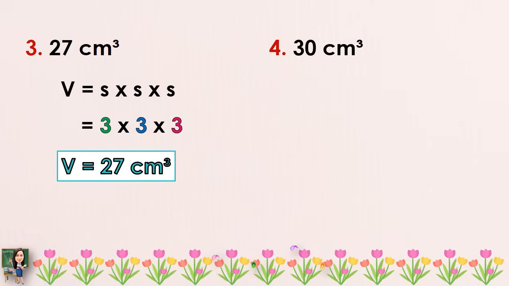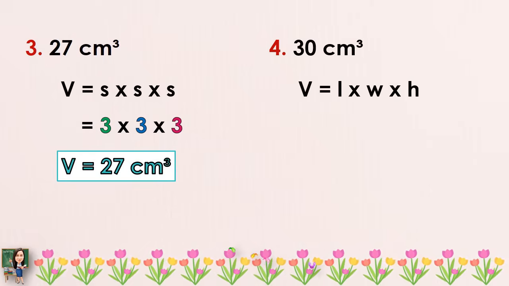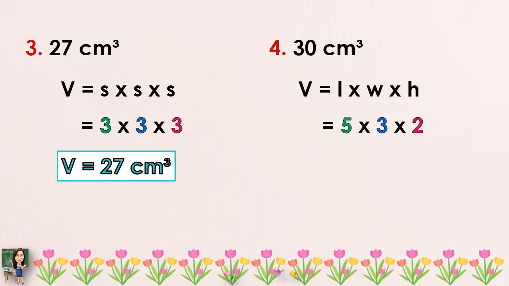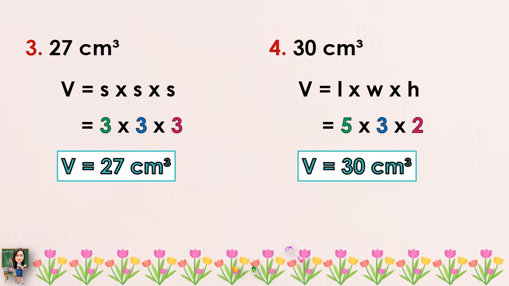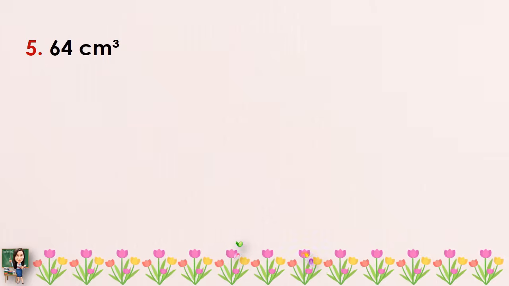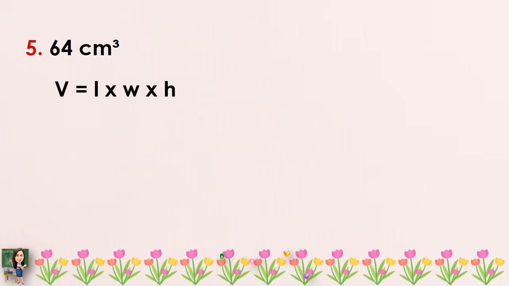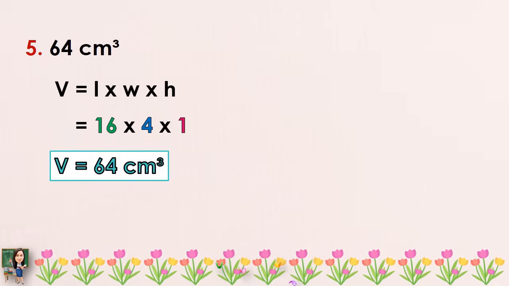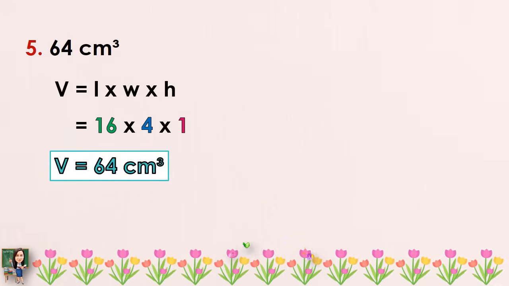Number 4, 30 cubic centimeter. You will draw a rectangular prism to get the length, width, and the height. Therefore, the length is 5, the width is 3, and the height is 2 to get the volume, which is 30 cubic centimeter. And number 5, 64 cubic centimeter. You will draw a rectangular prism to get the length, width, and the height. The length is 16, the width is 4, and the height is 1 to get the volume, which is 64 cubic centimeter.